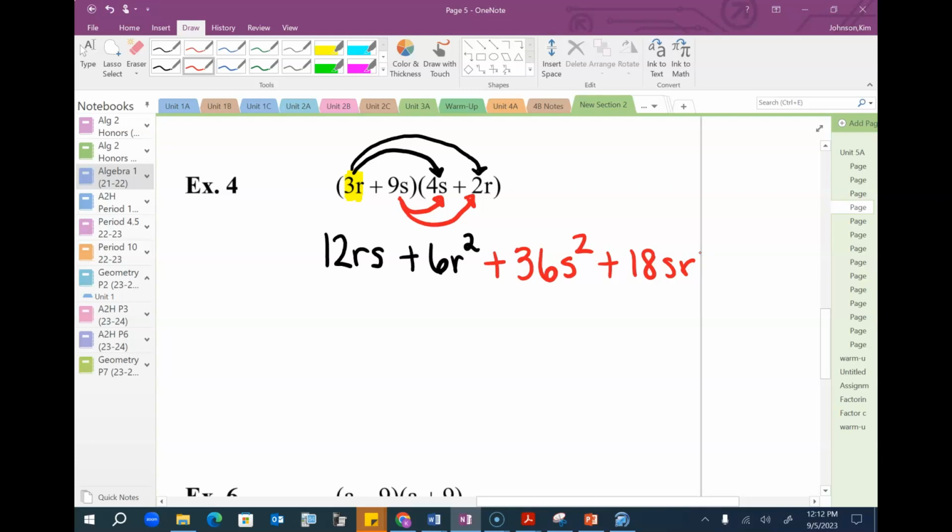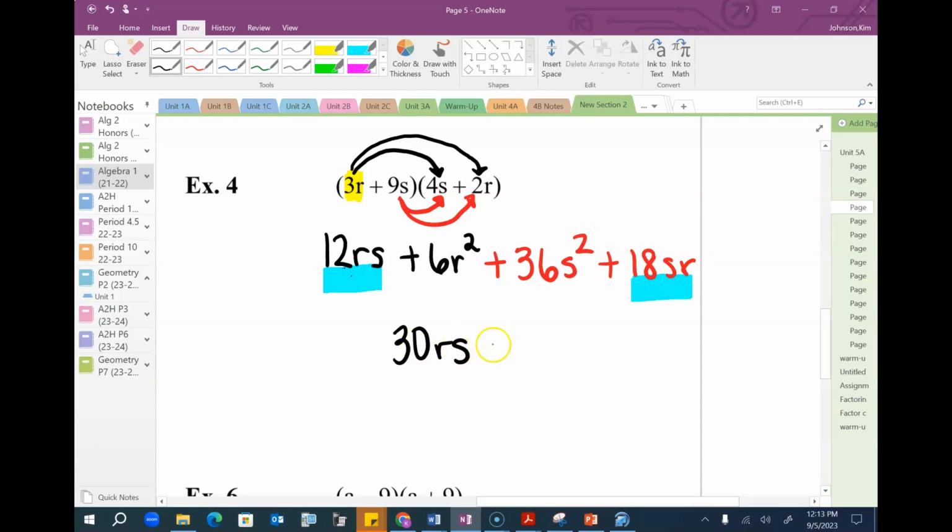Last but not least, just like on the other problems, we're going to look for any like terms. So I'm going to look and see, are there any other terms that have an rs in them? This term has r squared, this term has s squared, this term has sr. The order is different, but it's the exact same variables. So 12rs and 18sr are considered like terms, and I can put them together. 12 plus 18 makes 30. And I like to put the letters in alphabetical order, so I'm going to write it as rs. You can write it as sr. It really does not matter.